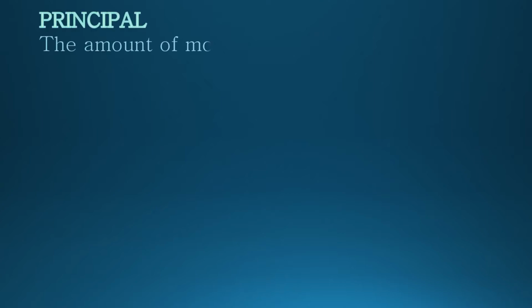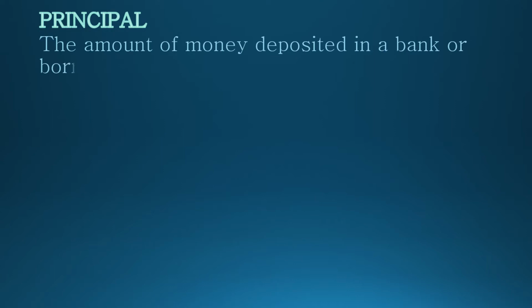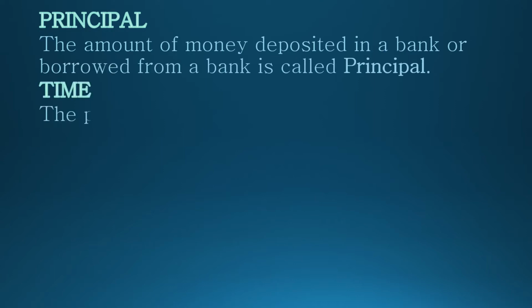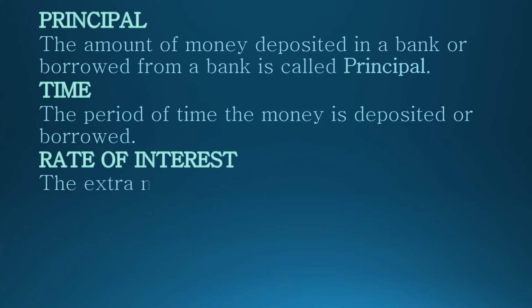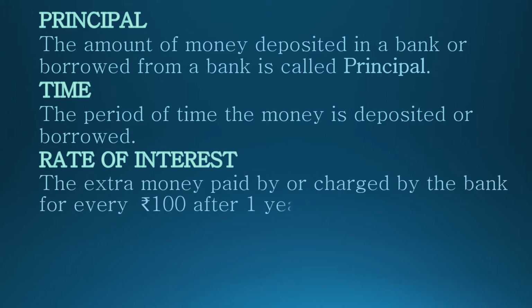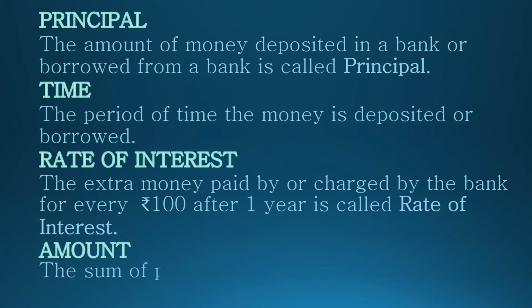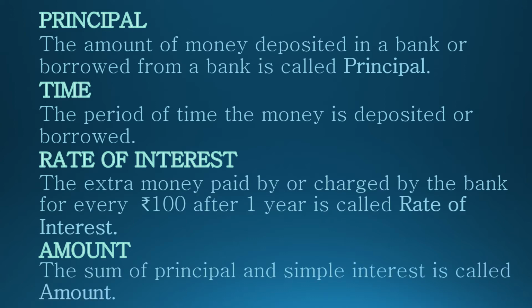Today we are going to continue chapter 13, Simple Interest. Let's recall some important terms of simple interest. Principal: the amount of money deposited in a bank or borrowed from a bank is called principal. Time: the period of time the money is deposited or borrowed. Rate of interest: the extra money paid by or charged by the bank for every rupees 100 after 1 year is called rate of interest. Amount: the sum of principal and simple interest is called amount.